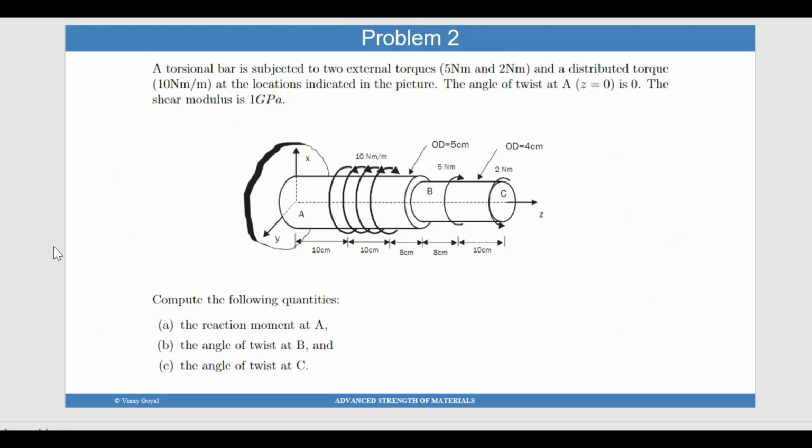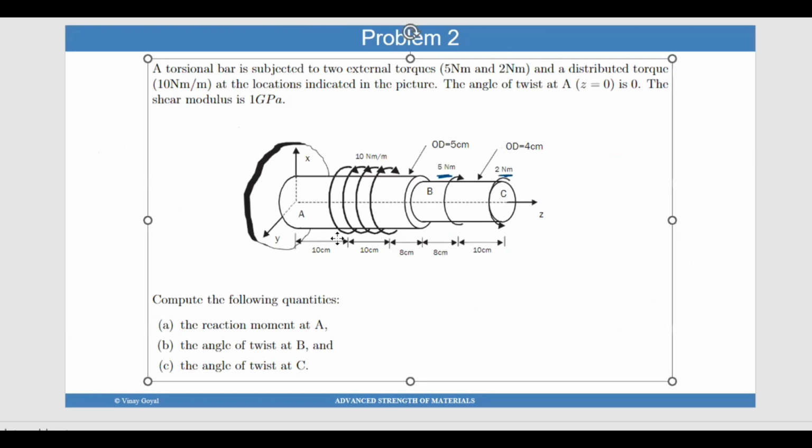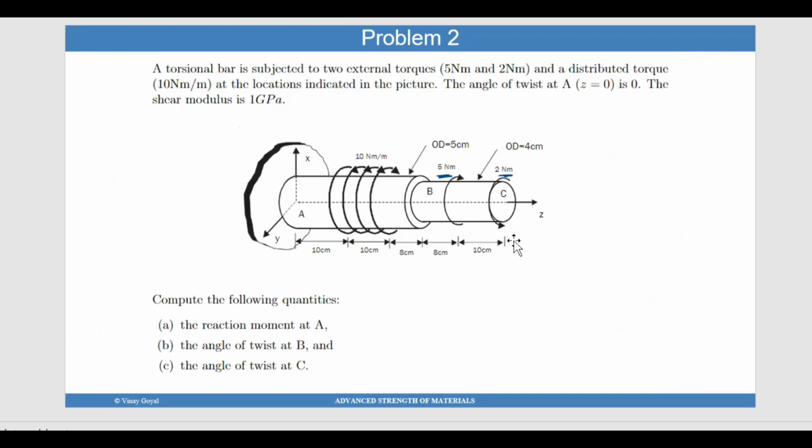Okay, so problem 2 says a torsional bar is subjected to two external torques. So there is, let's see, a 5 Newton meter torque here. There is a 2 Newton meter torque here. That's the entire thing.